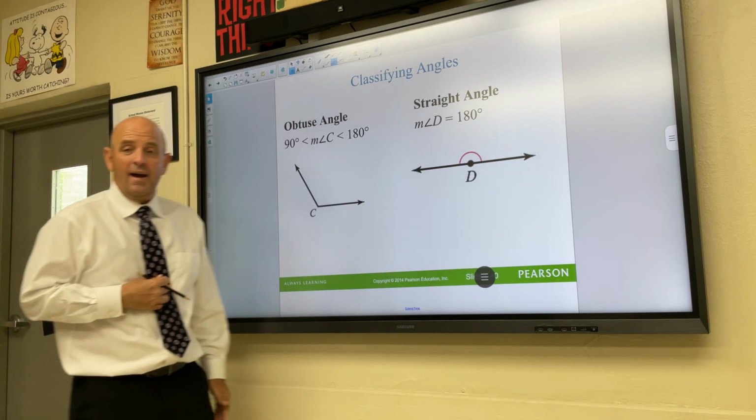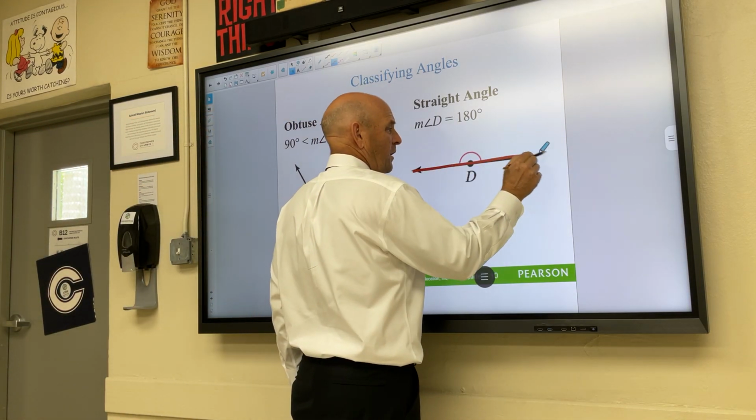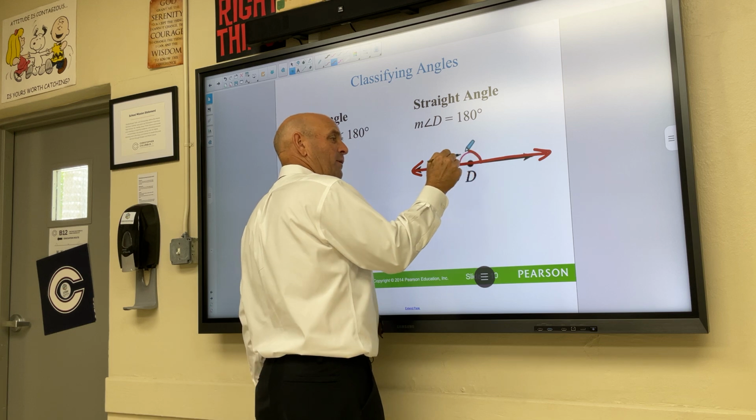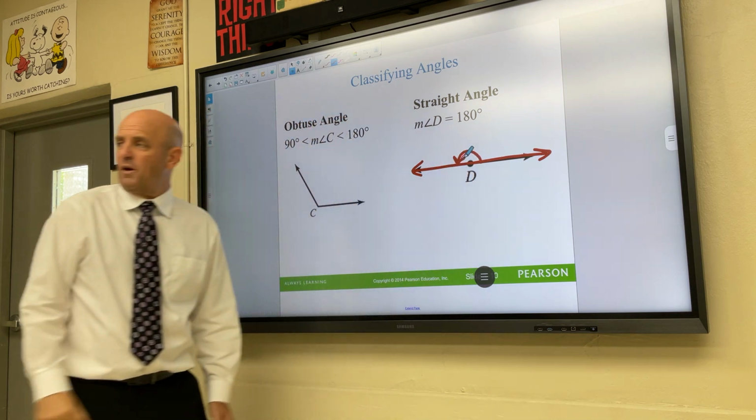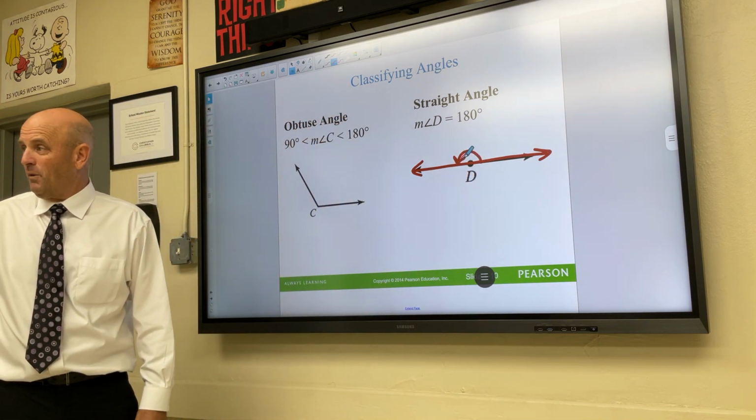And a straight angle. I had a kid last period who did not know what this was called. It's a ray that's been rotated 180 degrees. It's a straight angle. It also looks like opposite rays too, doesn't it?